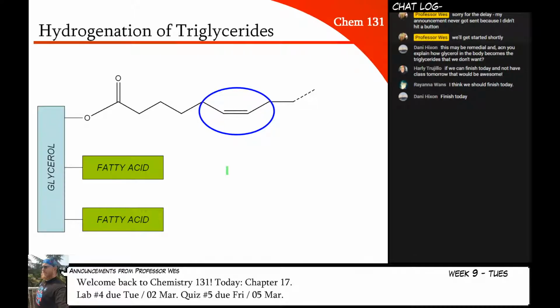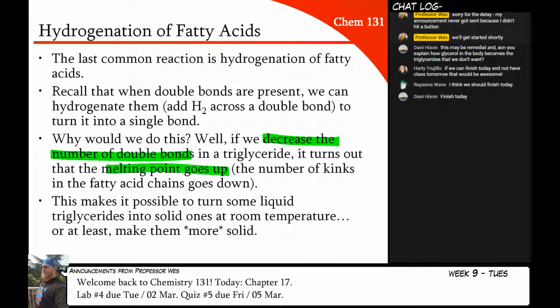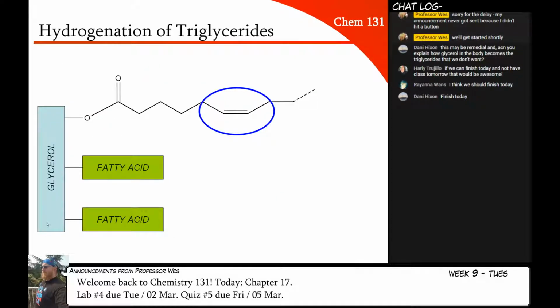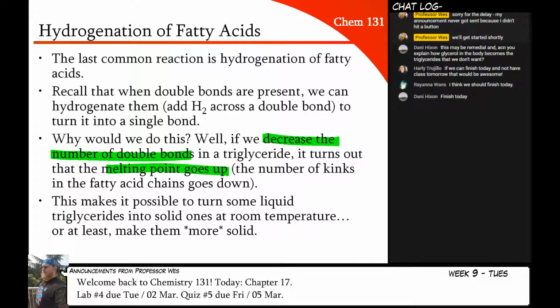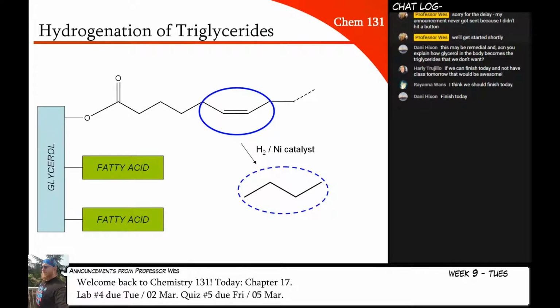All right, so here's our picture of it. Let me get rid of the cursor here. Oops, hit the wrong button. So if I take my double bond and I add hydrogen in the presence of a nickel catalyst, that segment would then become linear.